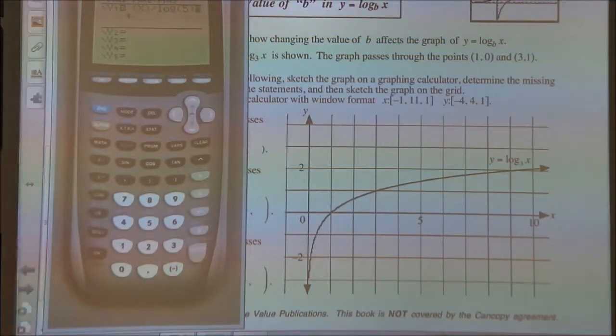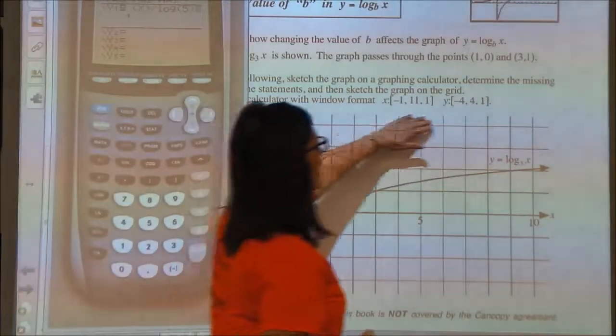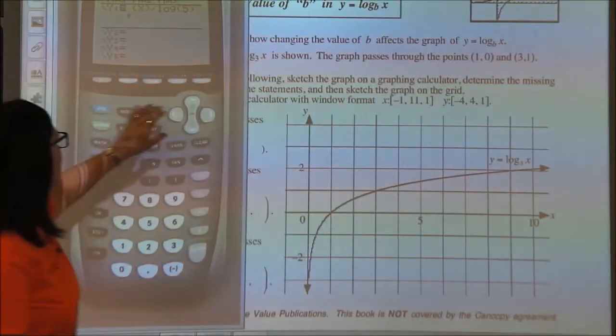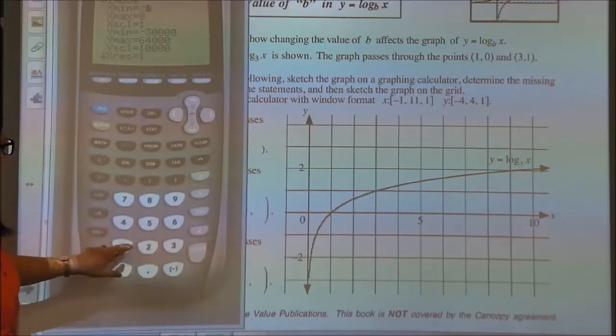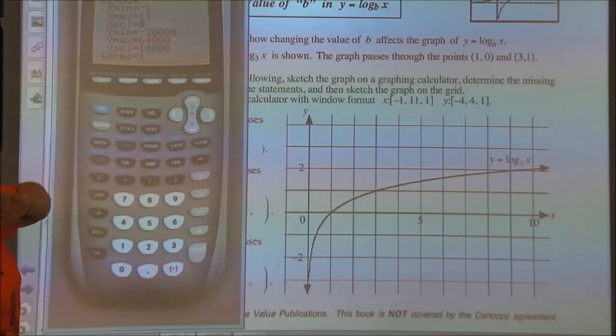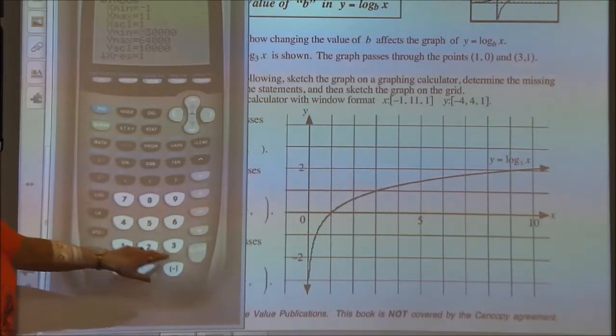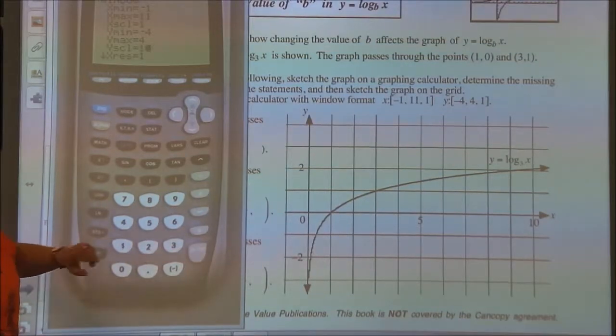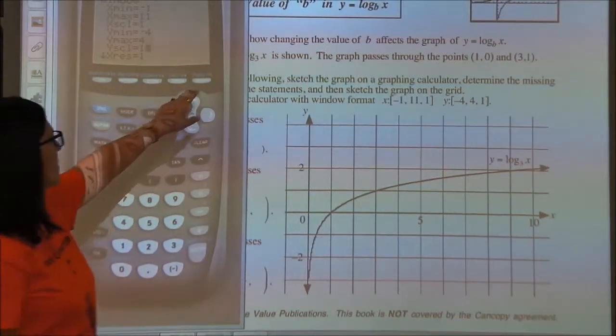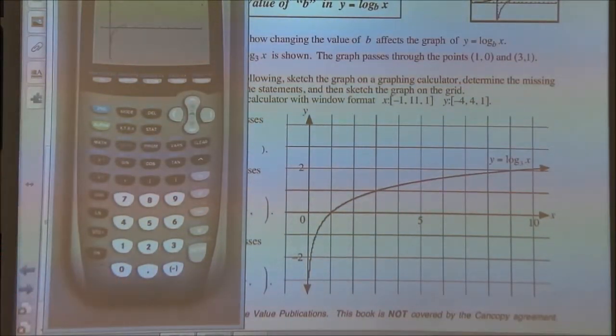And it changed my window settings to be what I see here. So I go to my window button. My window x min is -1, max is 11, going up by ones. My y goes from -4 to +4, going up by ones. So now if I graph this, this is the graph that I get.